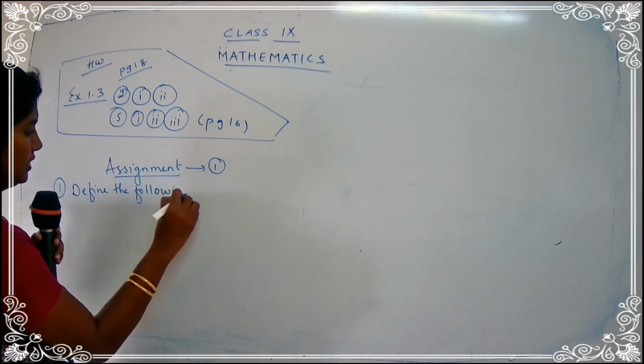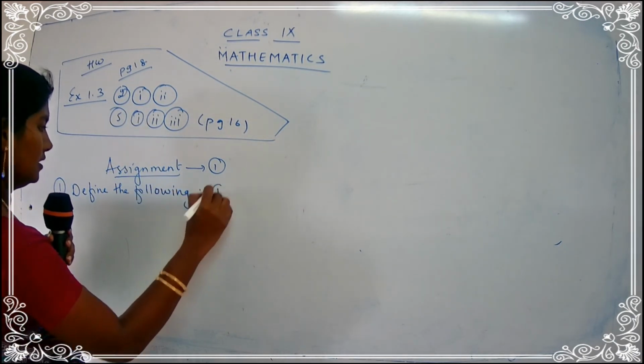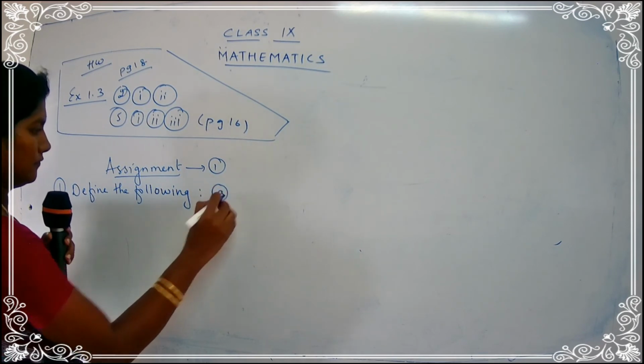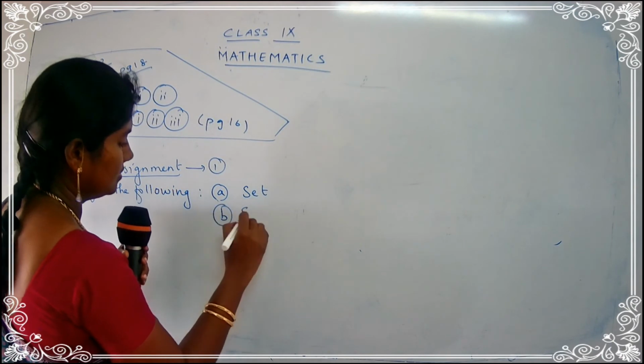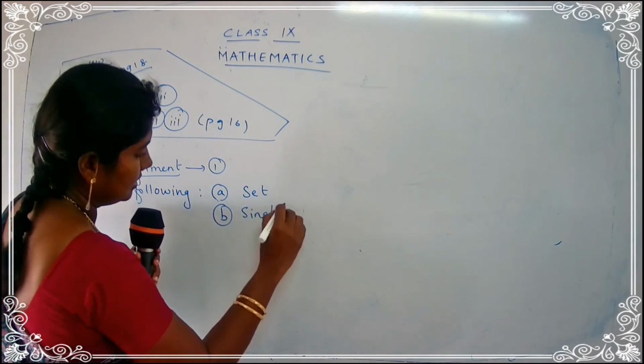First question, define the following. A, first one, set. B, singleton set.